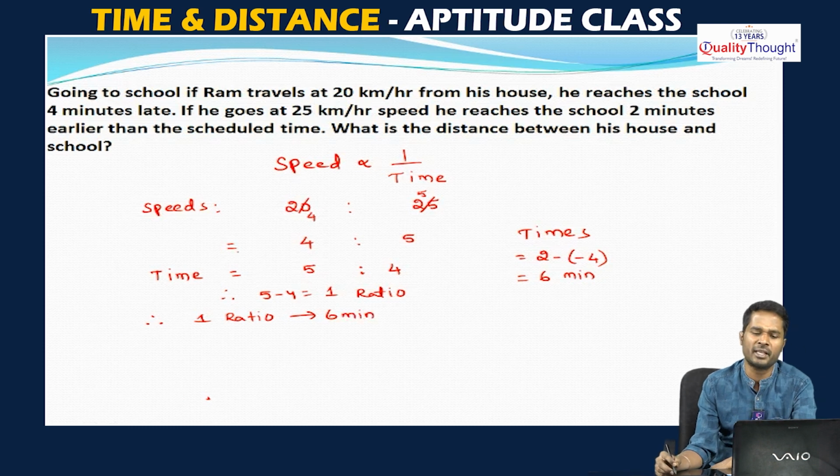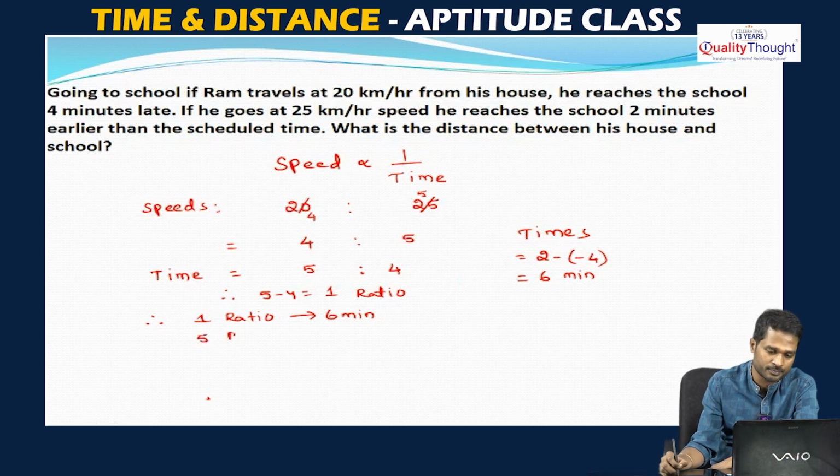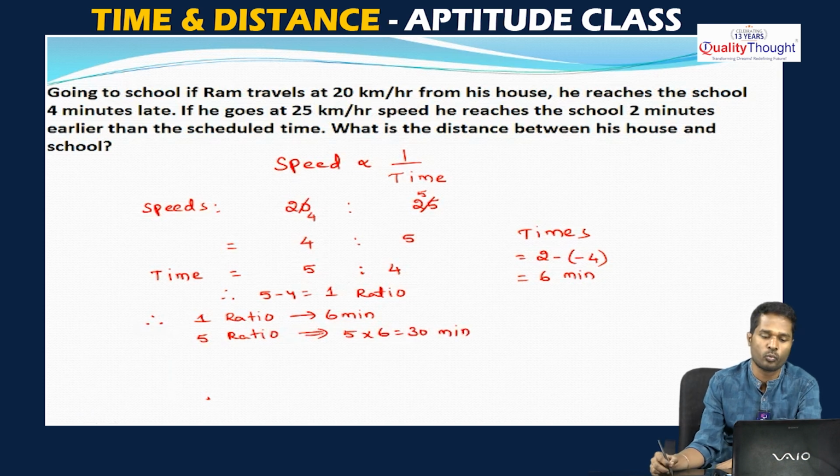Now let's consider any one side, either you can take this side or this side. 1 ratio difference is 6 minutes. So I'll take the first, the 20 kilometer speed time ratio, that is 5 ratios. How much is it? 1 ratio difference is 6 minutes, so 5 ratios difference is 5 into 6, that is 30 minutes. So for 5 ratios, the time is 30 minutes.